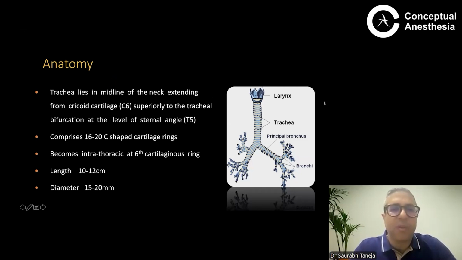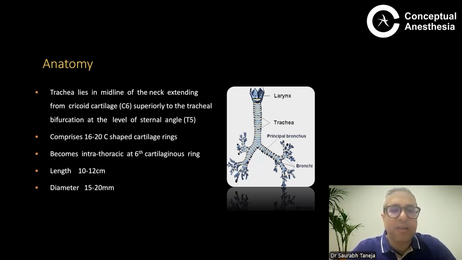We should be familiar with the anatomy of the larynx and the trachea. The trachea lies in the midline of the neck, extending from the cricoid cartilage superiorly to the tracheal bifurcation at the level of the sternal angle. At the level of the sternal angle, it divides into the two main bronchi. It comprises 16 to 20 C-shaped cartilaginous rings.